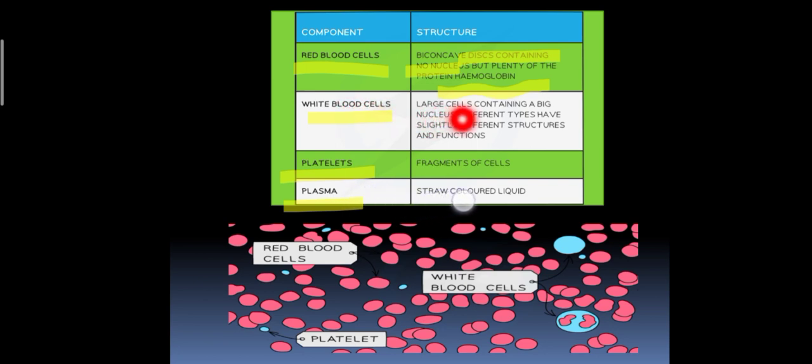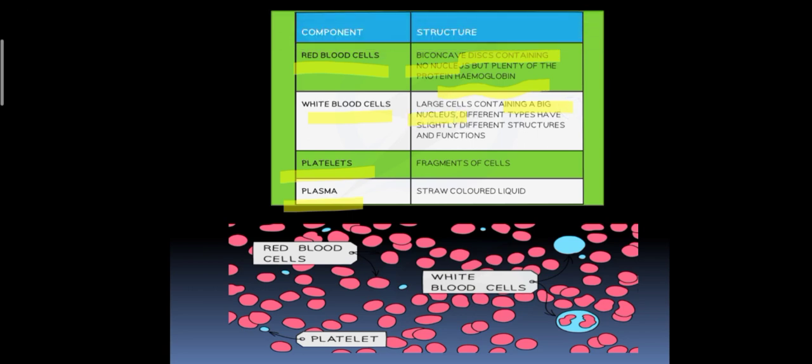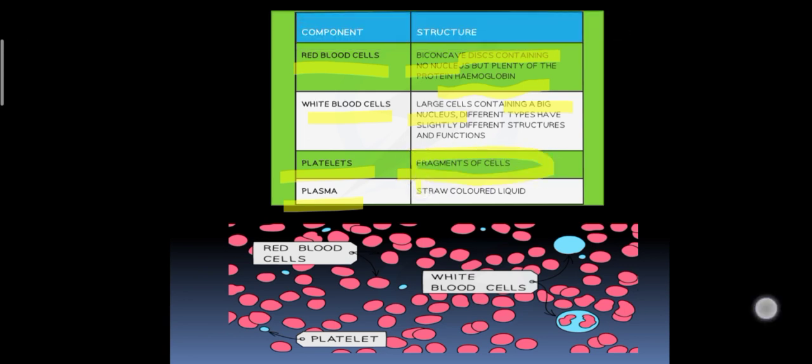White blood cells are large cells. They contain a big nucleus. Different types have slightly different structures and functions. So white blood cells contain a big nucleus and have different functions under different conditions. Platelets are fragments of cells. Plasma is a straw colored liquid.